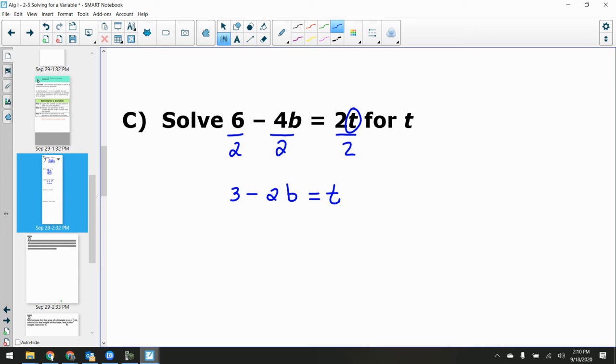Is t completely alone? Then we're done. Can I simplify the left side to make it 1b? No, they're not like terms. Leave it.